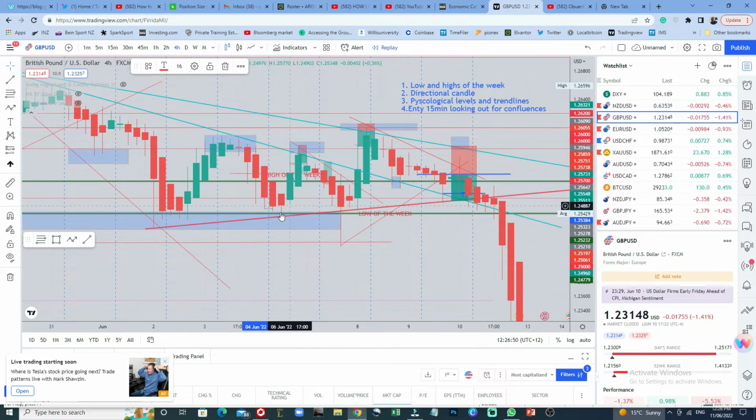Then the next thing is to identify the directional candle. The directional candlestick is the candlestick that tells me, to some extent, on average, where there will be a significant amount of buys or sells for the week.